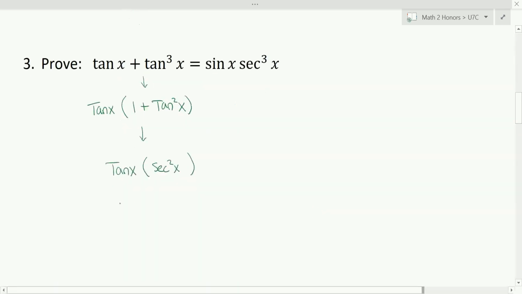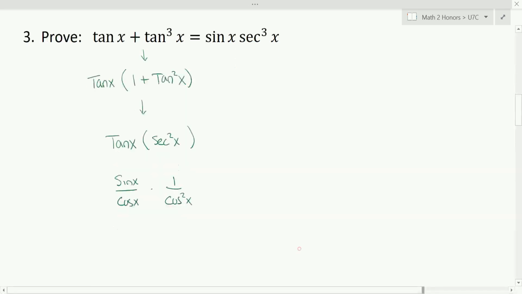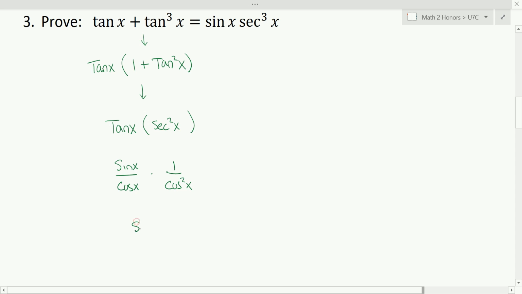Okay, so you change tangent to sine over cosine. Did you leave secant alone, or you change that? Change that as well? Okay, so we're going to change that to 1 over cosine squared. Okay. That works.